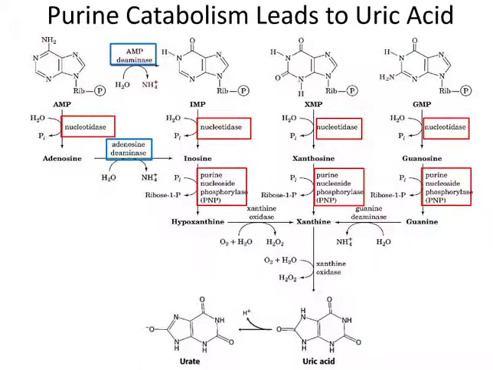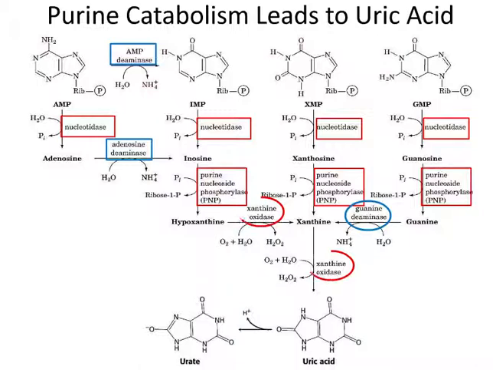Inosine is converted to hypoxanthine plus ribose 1-phosphate. Xanthosine is converted to xanthine plus ribose 1-phosphate. Guanosine is converted to guanine plus ribose 1-phosphate. The ribose 1-phosphate can then be isomerized to ribose 5-phosphate for reutilization in the cell. Guanine is deaminated by guanase, a guanine deaminase, to xanthine.